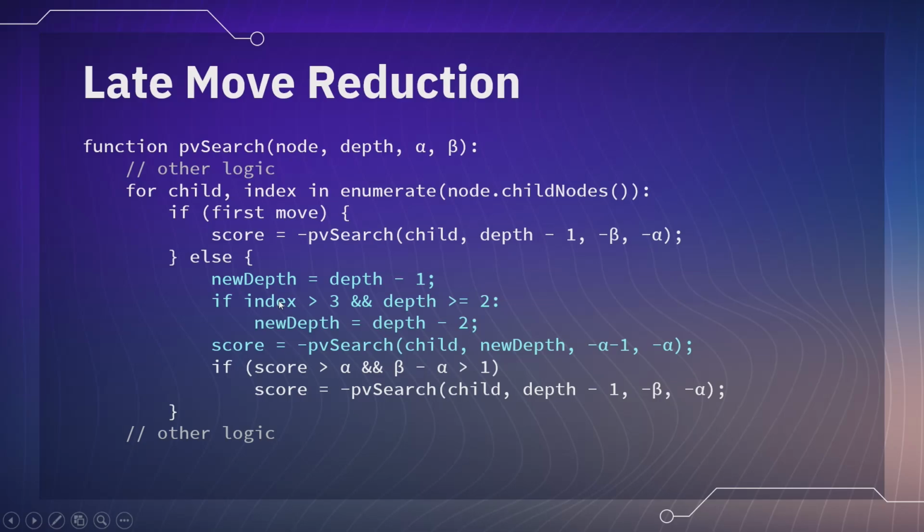For example, if the index of the child, defined over here in the loop, is greater than 3, then the new depth can be depth minus 2, for example. This pretty much depends on how you want to tune it, maybe it's depth minus 3. In Stockfish, I believe it should be depth minus 7, something like that. Then when you call the null move search, instead of calling depth minus 1, you call this new depth, dependent on the late move reduction.